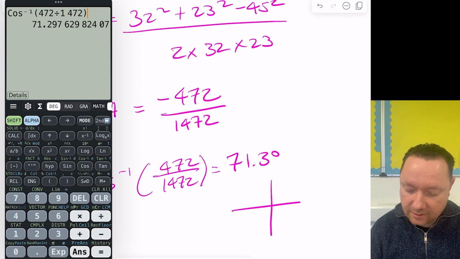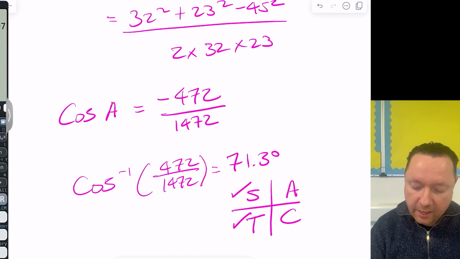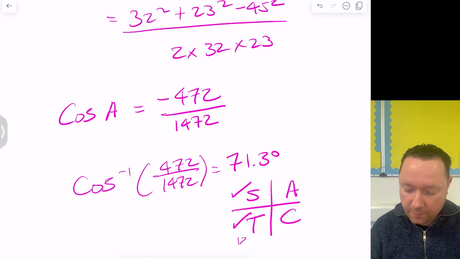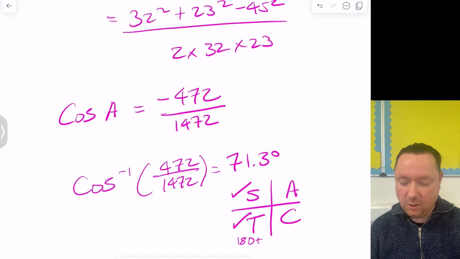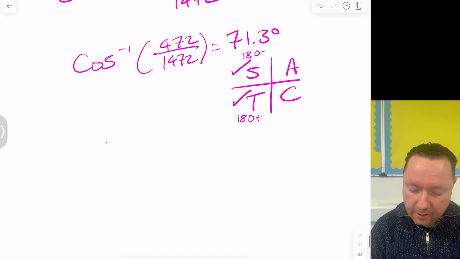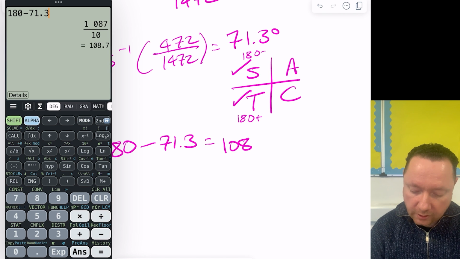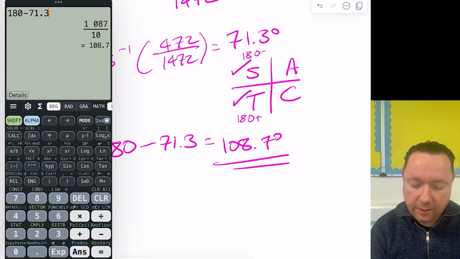Using a CAST diagram then, cos is negative, so it's S and T. Now, I'm only going to pick one. It's a triangle, so it can't be T because that's 180 plus. So over 180 is too big. So I'm picking 180 minus. So it's 180 minus 71.3, which is 108.7 degrees. And we're done there.